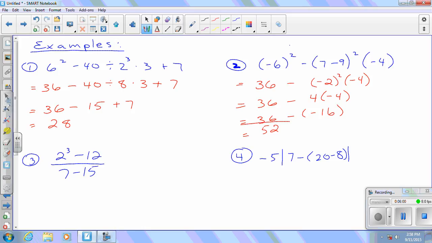as my final answer. And again, if you've got strong mental math skills, you might not write down quite as many steps as I'm writing down here.